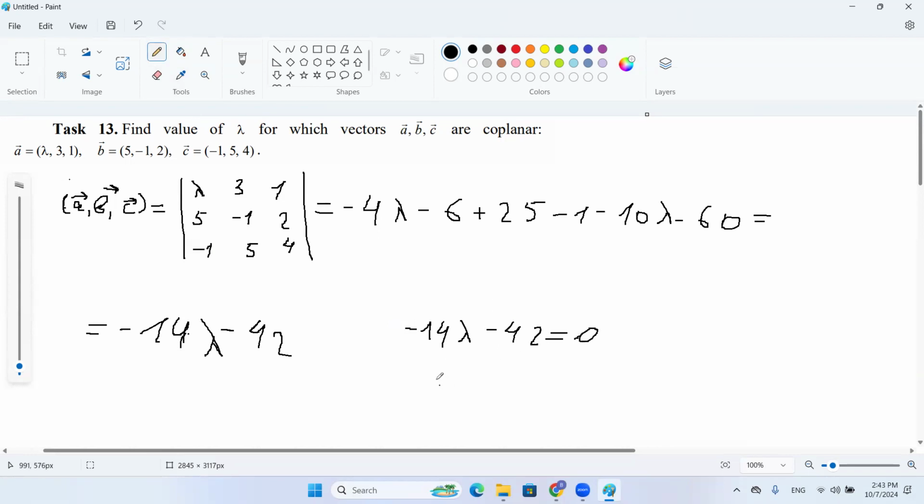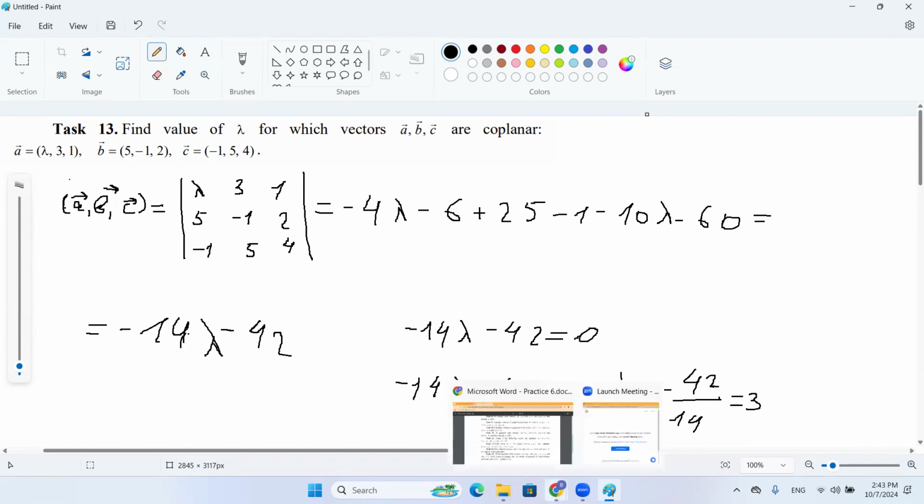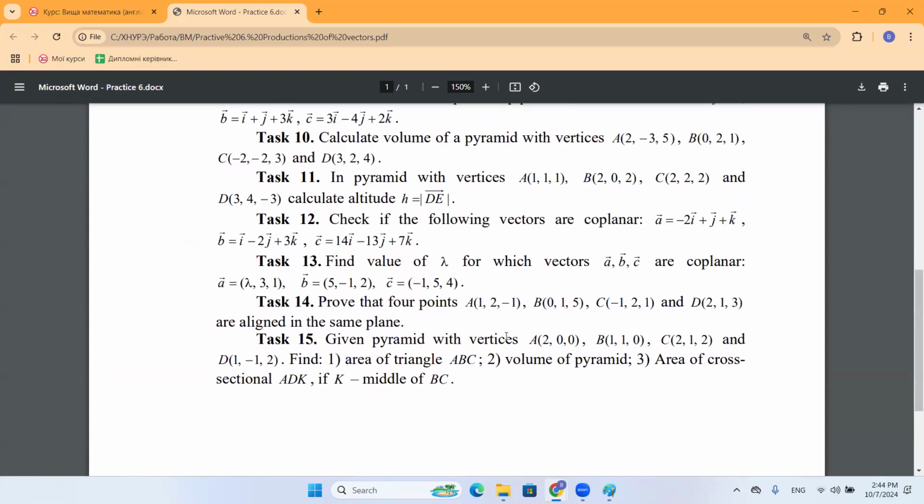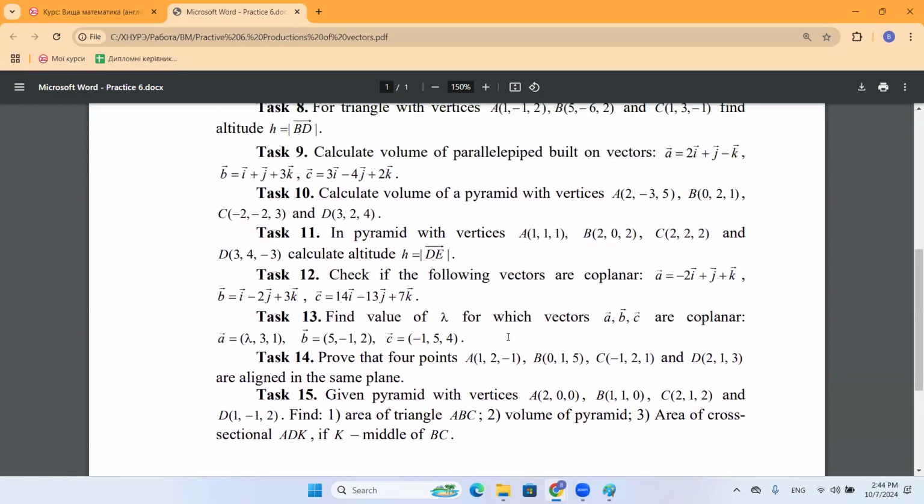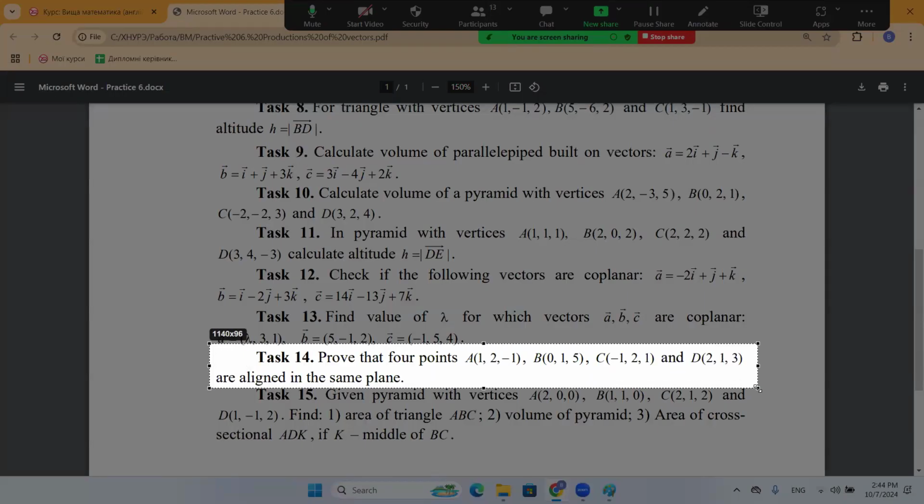Equals 0. And now we need to solve such a simple linear equation with respect to lambda. So lambda equals minus 42 divided by 14. It equals 3. So that's it. Okay, verify it at home, and I will look at other tasks. I will ask you how to solve number 14, and you will do it at home.